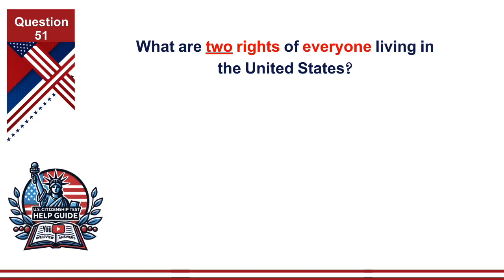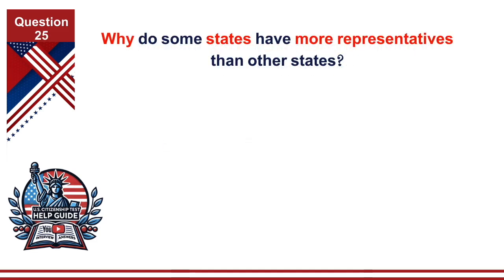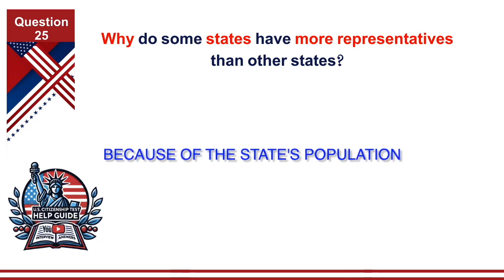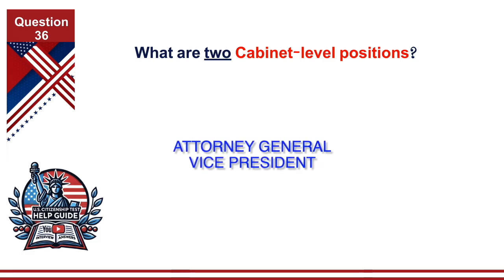What are two rights of everyone living in the United States? Freedom of religion. Freedom of speech. Why do some states have more representatives than other states? Because of the state's population. What are two cabinet-level positions? Attorney General. Vice President.